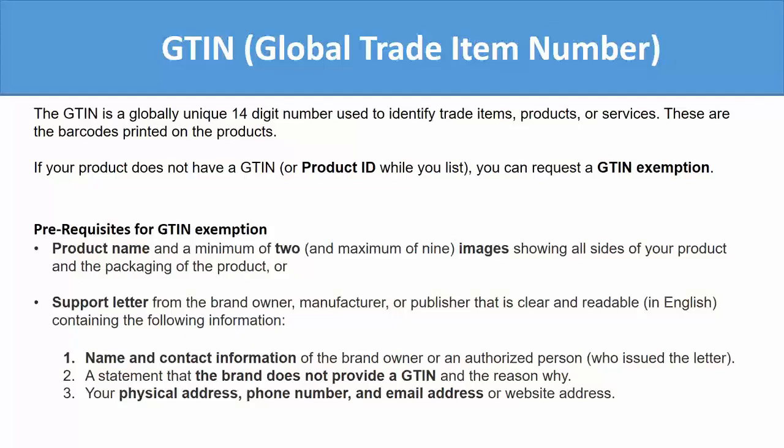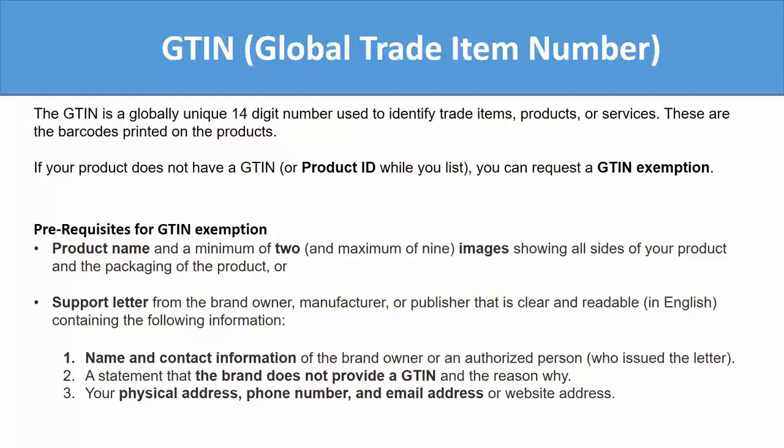You do not have a GTIN, and you will still list the products without GTIN. So these are a couple of things that you require in case you're looking for a GTIN exemption. Number one, you should have the product name, the exact name of the product, and a minimum of two images. So these are the live images.